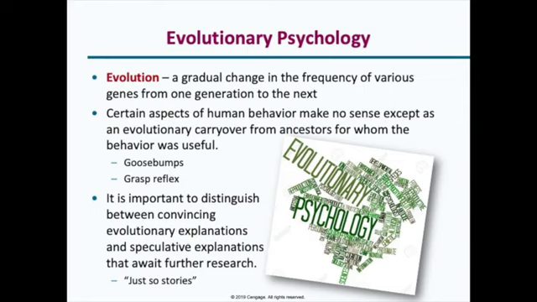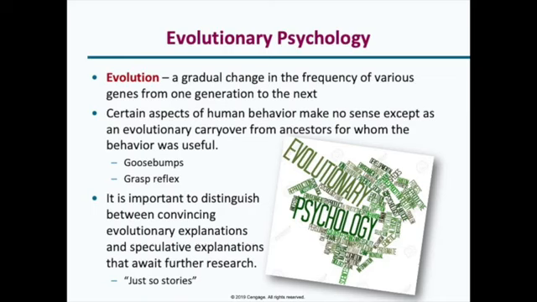Also, consider a human infant's grasp reflex. An infant's hand tightly grasps anything placed into the palm, such as a finger or a pencil. This behavior serves no function today, but for our ancient ancestors, it helped an infant hold on to their mother as she traveled. It is important to distinguish between the most convincing evolutionary explanations, such as for goosebumps and infant grasp reflex, and the mere speculative interpretations. In many cases, it's easy to propose an evolutionary explanation, but much more difficult to test it.